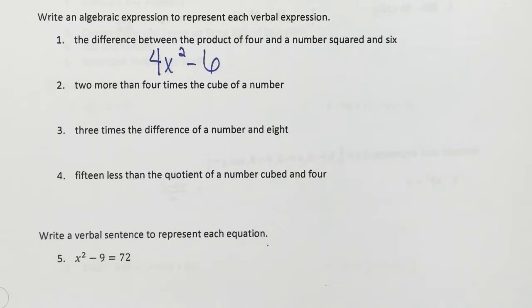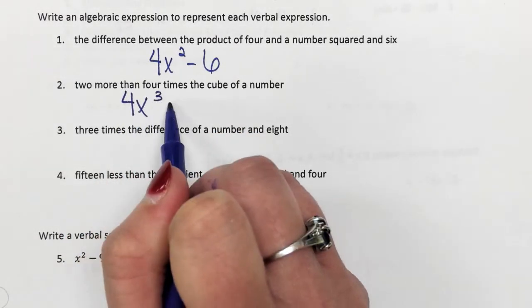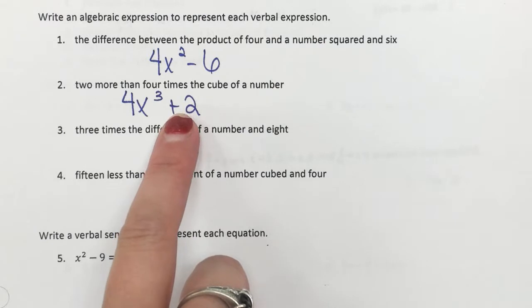That looks good. All right. What about number 2? What y'all get for number 2? 4x cubed plus 2. Perfect. Do you see how my constant, the 2, is in the back? Constants almost always go in the back.